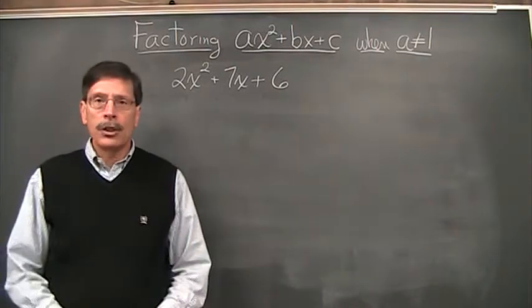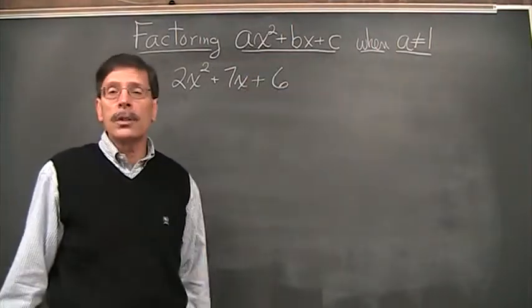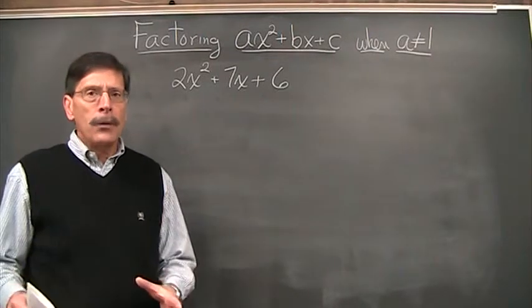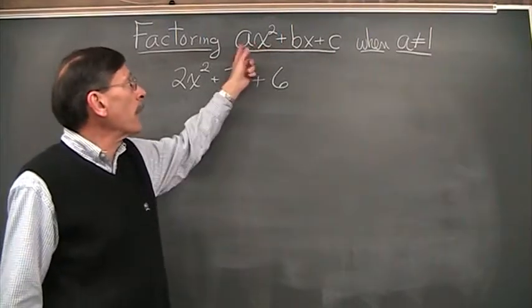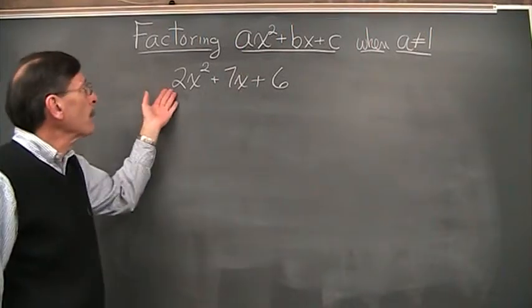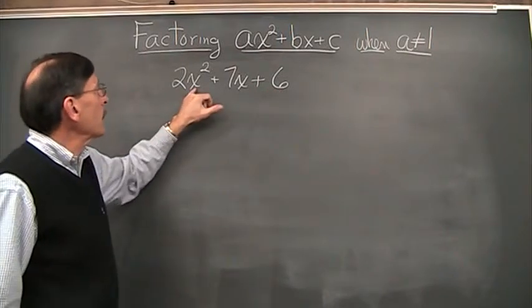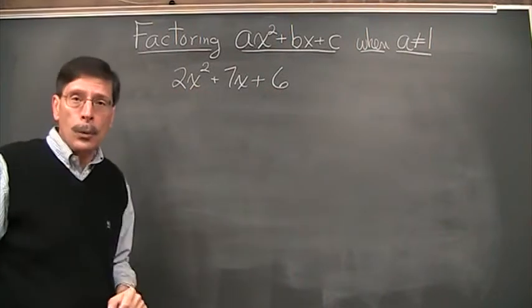Let's move it up a notch. Let's factor a quadratic expression that looks like this. But in this case, the coefficient of x squared, this a, is not going to be 1. Now here's an example. We have a trinomial here, and the coefficient of x squared is 2.